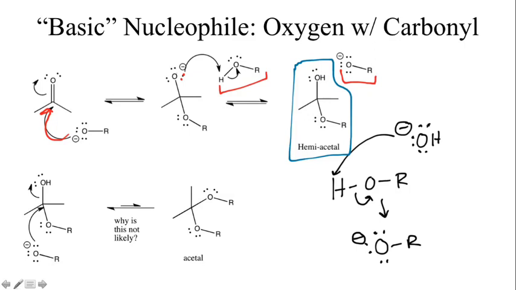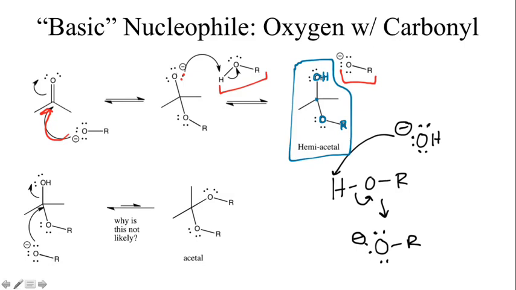Okay, so to identify the hemiacetal, what we're looking at is we have two oxygens attached to one carbon. One of those oxygens has some carbon-containing R group. The other oxygen is bound to a hydrogen. That's our hemiacetal. We still have an electrophilic carbon because we have that carbon with two oxygens bound to it.